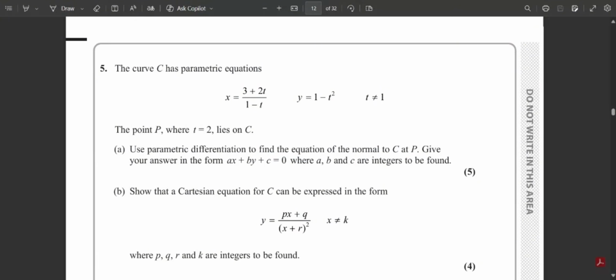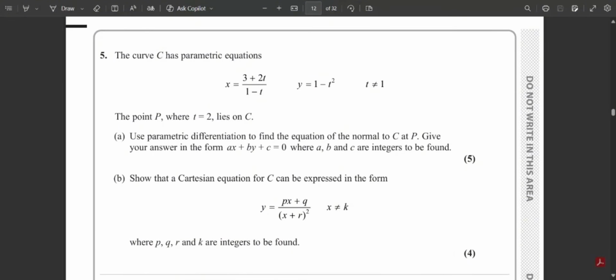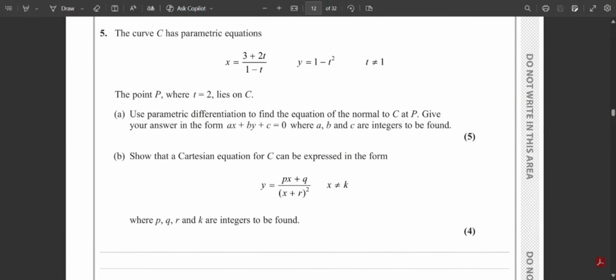Parametric equations: x equals 3 plus 2t divided by 1 minus t, y equals 1 minus t squared. These two are the parametric equations for our curve C. We can see that the point P where t equals 2 lies on C. For part A, we have to use parametric differentiation to find the equation of the normal to C at P, and we have to give our answer in the form ax plus by plus c.